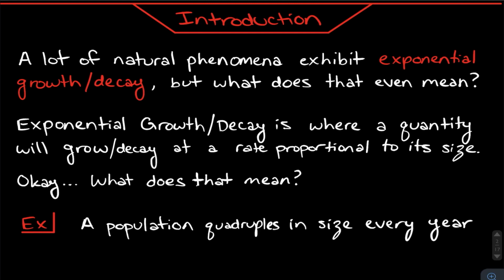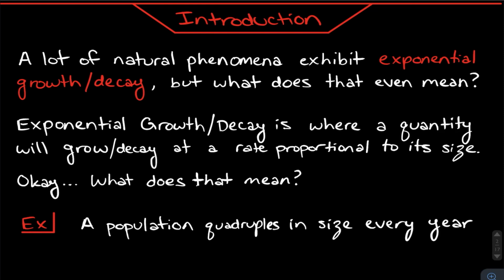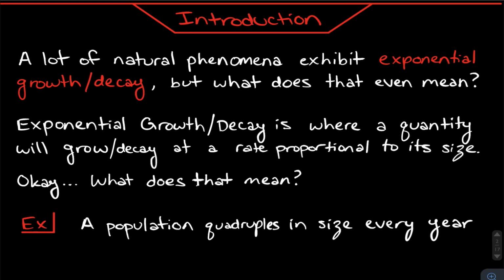Well, the actual definition of it, and this is probably going to confuse you the first time I read it, but we'll talk about this stuff. Exponential growth and decay is where a quantity will grow or decay at a rate proportional to its size. So that might seem really weird. You might have been like, okay, a quantity grows and decays, that makes sense. But then when we talk about at a rate proportional to its size, what does that actually mean? And so to start off dissecting that, let's talk about proportionality.